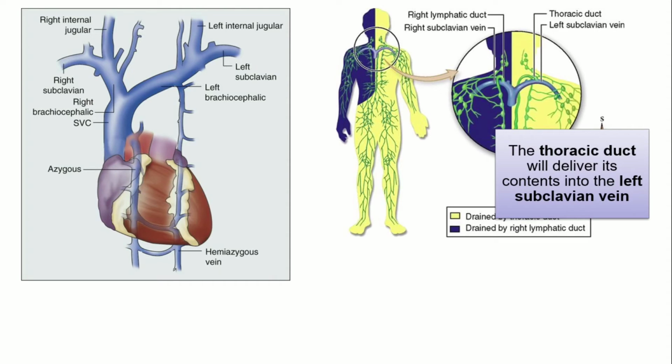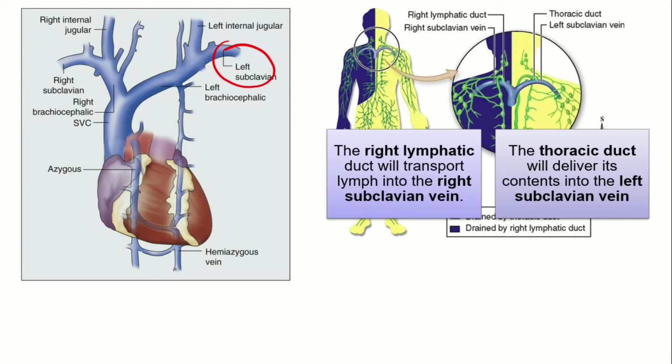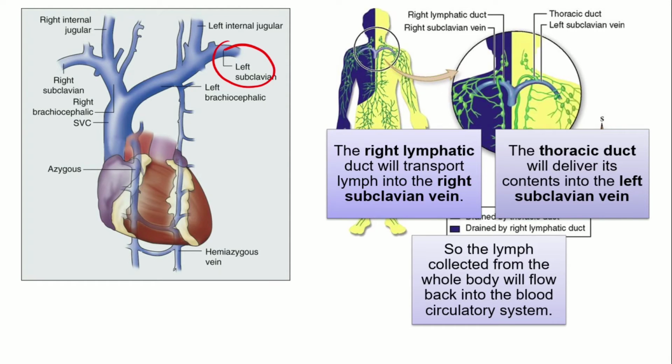The thoracic duct will deliver its content into the left subclavian vein. You can see here that this is the left subclavian vein. The right lymphatic duct will transport lymph into the right subclavian vein. So the lymph collected from the whole body will flow back into the blood circulatory system.